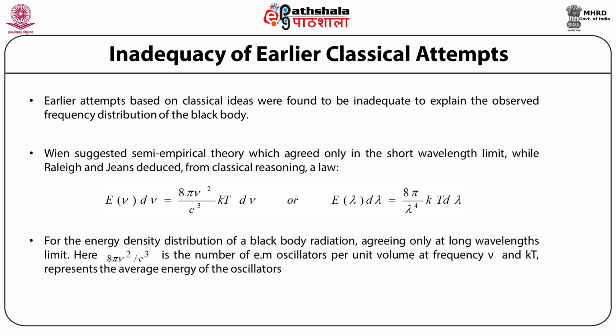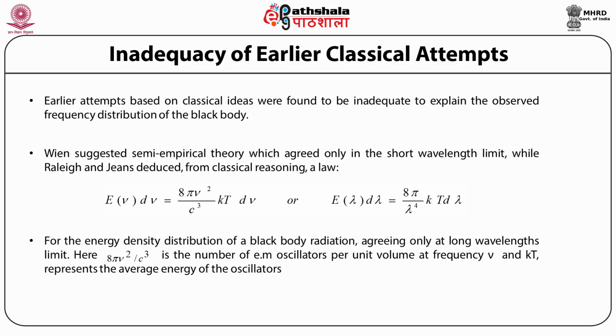Here, if we look at the relation of the energy density distribution with respect to the frequency, we see that the term 8 pi mu square by c cube is the number of the electromagnetic oscillators per unit volume at frequency mu, and the term kT is the average energy of the oscillators in thermal equilibrium at temperature T, where half kT is the contribution due to the kinetic energy term and half kT is due to the potential energy of the oscillator, and kT represents the total average energy of the harmonic oscillator.